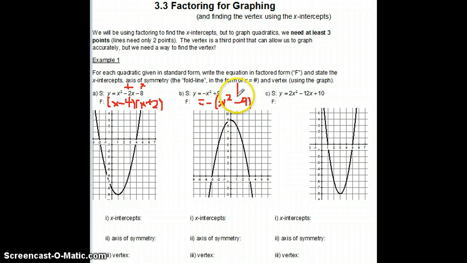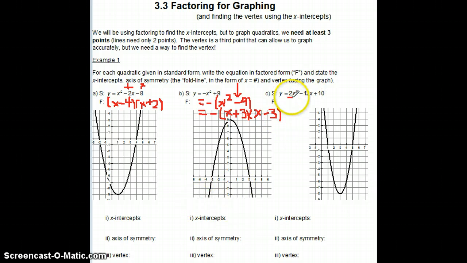This is a difference of squares, right? We have x squared here, 9. They both have nice square roots, and there's a minus in between. So this is really negative. Leave the number out in front, ignore it, then factor x plus 3 and x minus 3. Okay, and you can see the graph below represents this equation, and the equation above it, standard and factored form.